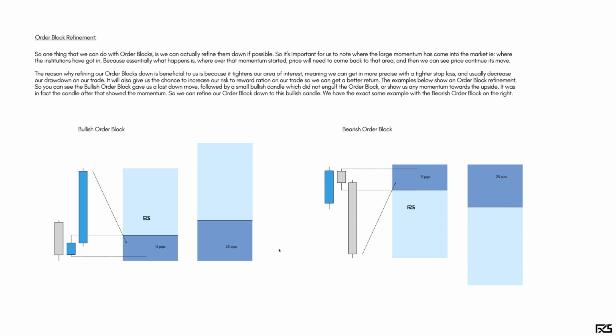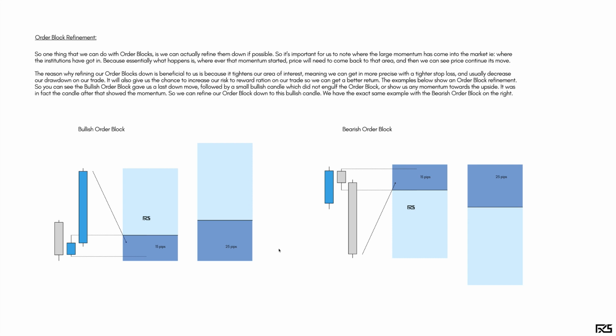The reason why refining our order blocks down is beneficial to us is because it tightens our area of interest, meaning we can get in more precise with a tighter stop loss, and usually decrease our drawdown on our positions. It will also give us the chance to increase our risk to reward ratios on our trade, so we can get a better return on investment.